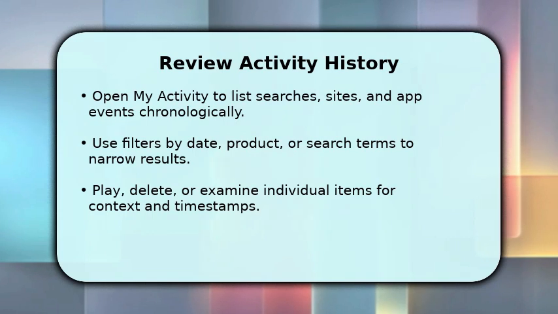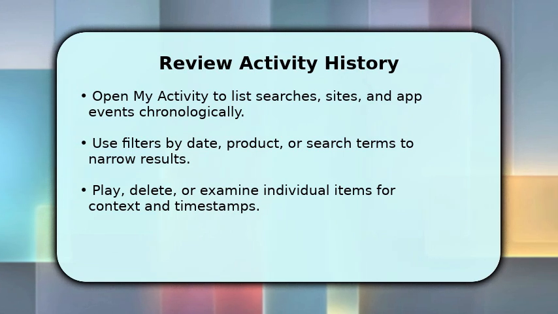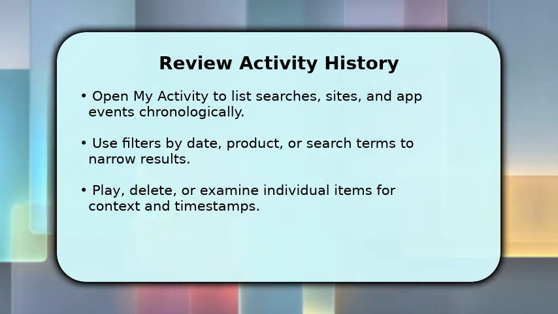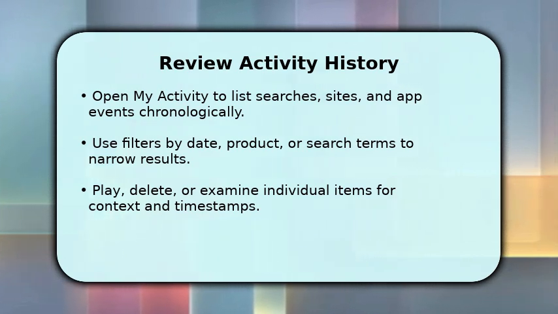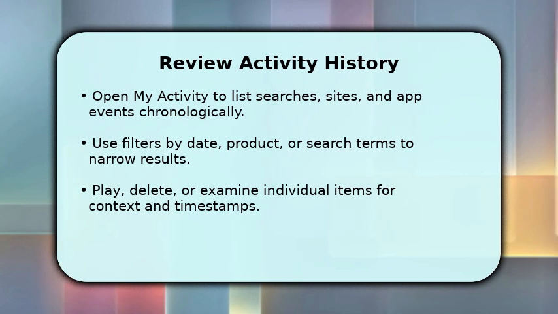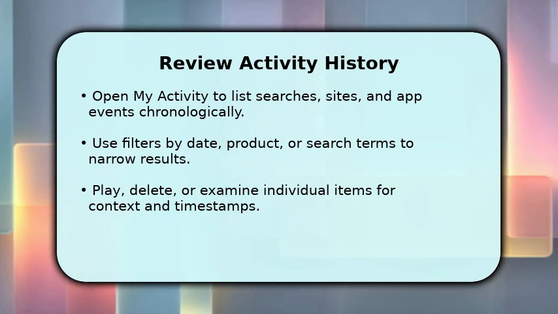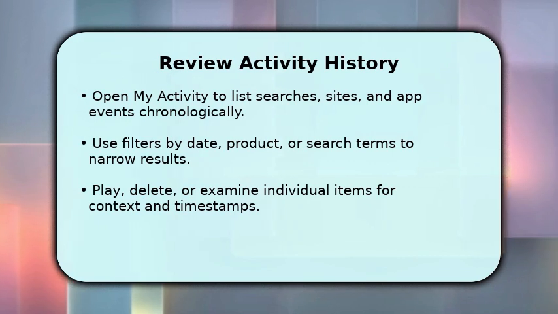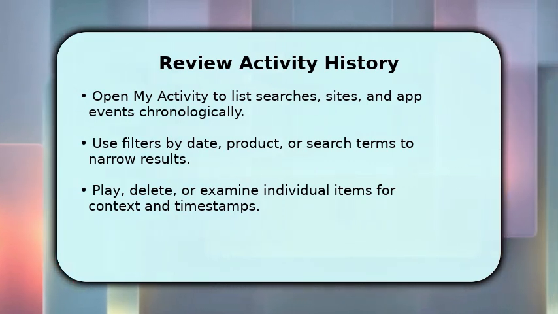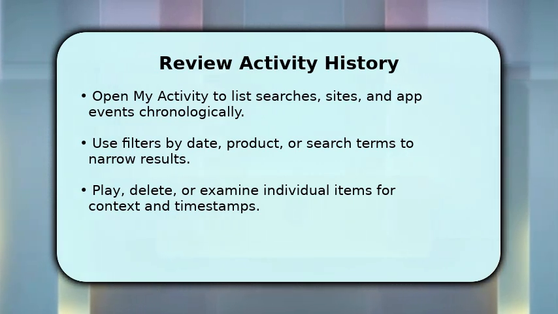Once done, open My Activity to view a chronological list of searches, visited sites, and app events tied to your account. Use the filter by date and product to narrow what you see, or type a keyword to zero in on specific entries. Make sure to click each item to reveal timestamps and related details. You can play voice recordings or open linked pages where available. This lets you understand why something was recorded and decide whether to keep or remove it.